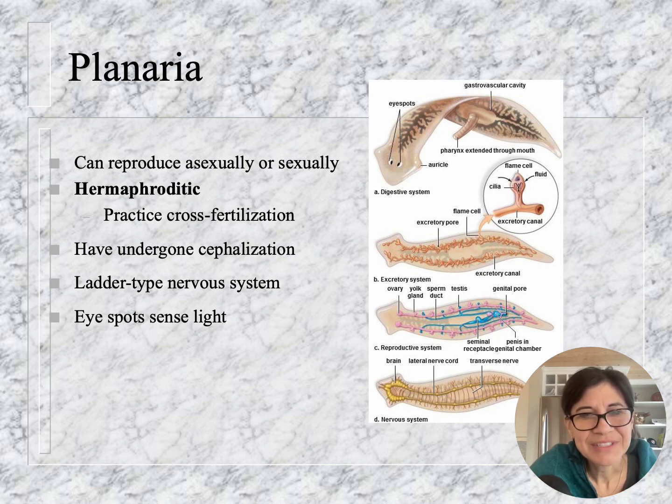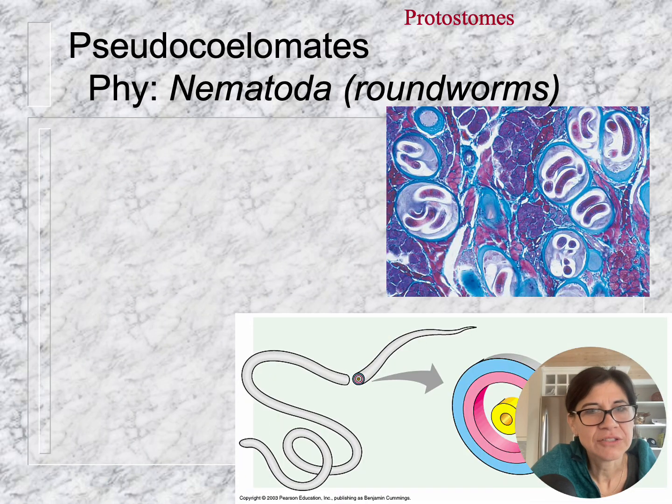The eyes don't actually see, but they sense light. So that's really the beginning of cephalization. Now, these roundworms or nematodes have a coelom, but it's referred to as a pseudocoelom.